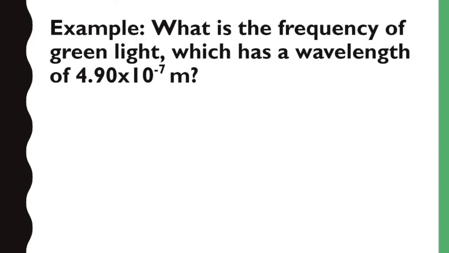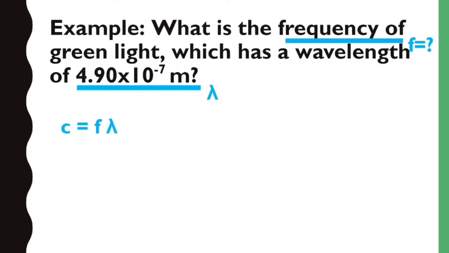So, let's do an example. Here, this is asking us what's the frequency of green light that has a wavelength of 4.9 times 10 to the negative 7 meters. Reading through that problem, what I'm given is a wavelength, so that's going to be that lambda letter, and we're looking for a frequency, so we're looking for F. So I want an equation for F that has that lambda in it, and that's going to be our C equals F lambda. Remember, sometimes we are going to have to make a different choice on which equation to use. And I'm going to use the rearranged version of that equation that's going to help me solve for F.